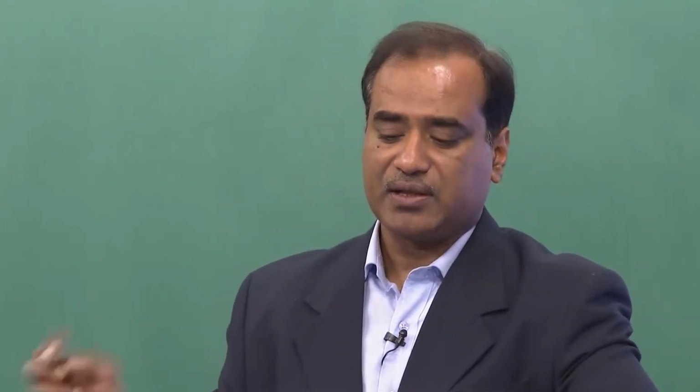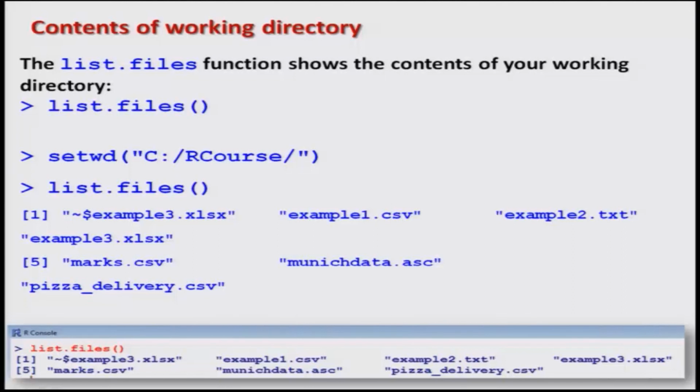So, first of all I will explain how we can see the contents of the working directory. In order to see the contents of the working directory, we have a command here, list.files. So, we write list.files and the arguments. When we do so, this provides us the list of all available files in the working directory.